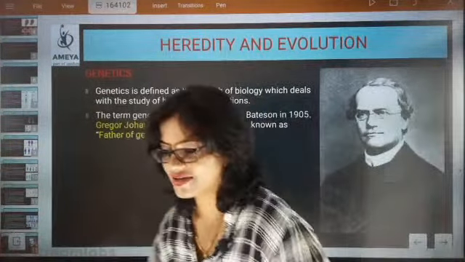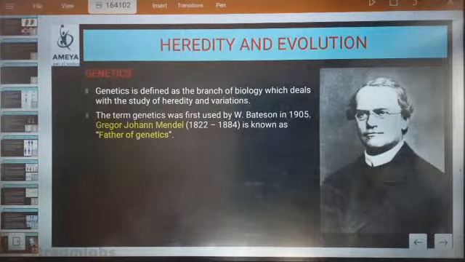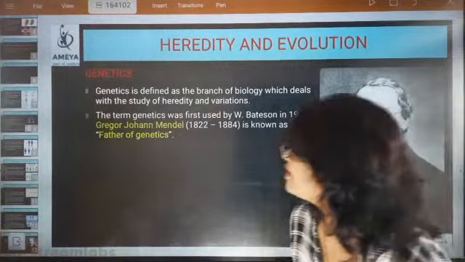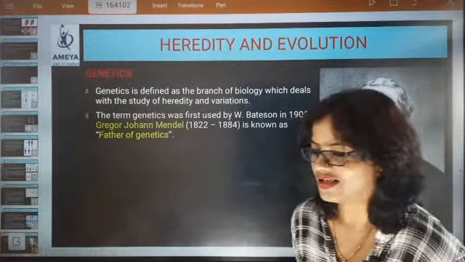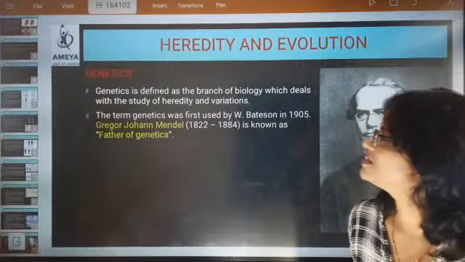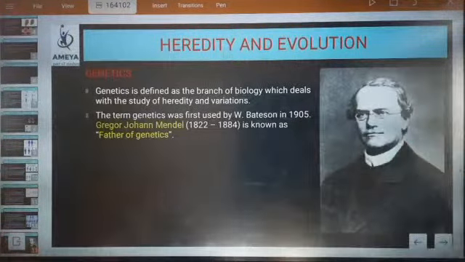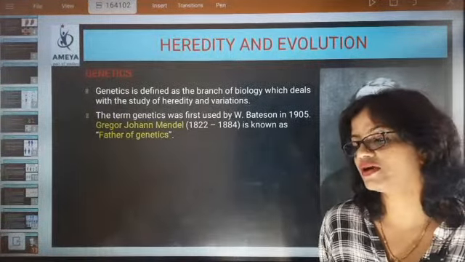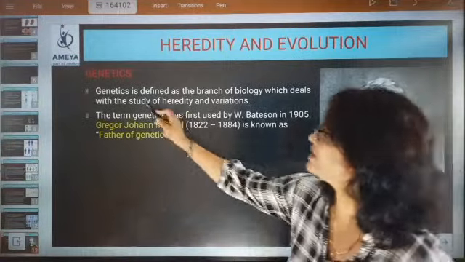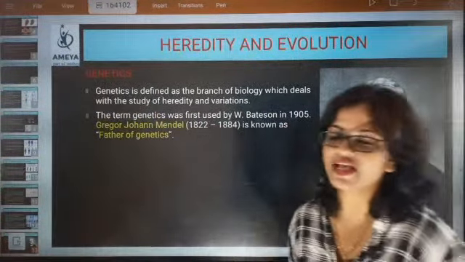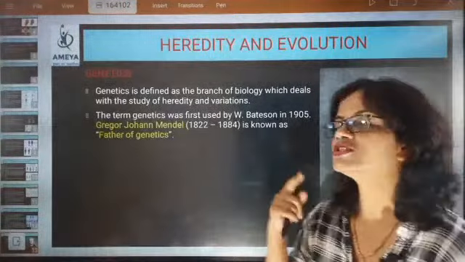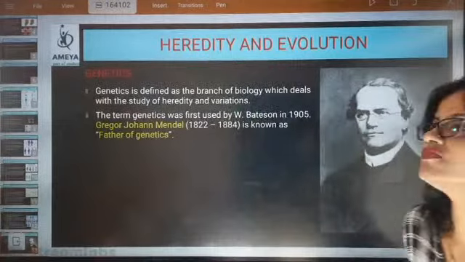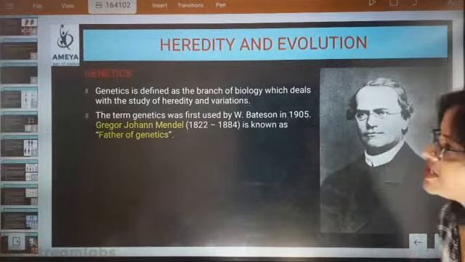Now shall we start Mendel, because we have to exactly talk about this person. He was Gregor John Mendel. Who is he? Exactly, initially you have to understand that genetics is exactly defined as branch of biology. Genetics is one of the branches of biology which is only dealing with heredity and evolution. So the branch of biology which is dealing with heredity and evolution is called as genetics, okay.